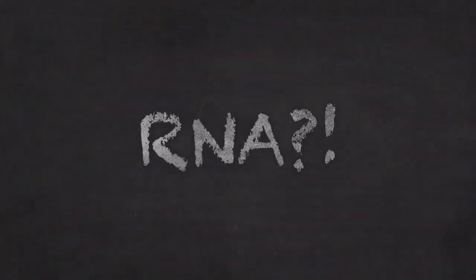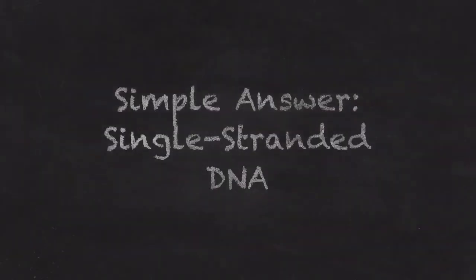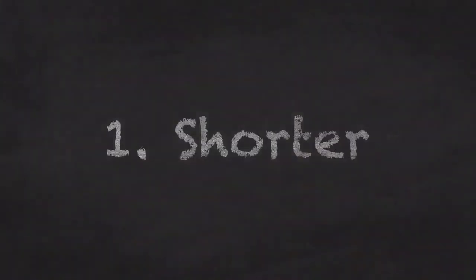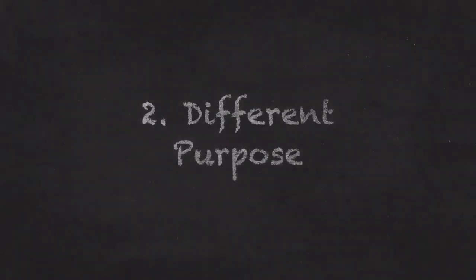But what's RNA? The simple answer is that it's single-stranded DNA, but that doesn't really explain everything. There are four other key differences. One, it's much shorter than DNA. It only contains a small amount of the DNA message. Two, it has a different purpose from DNA. Instead of storing the genetic code indefinitely, it just carries it. We'll look into this later.